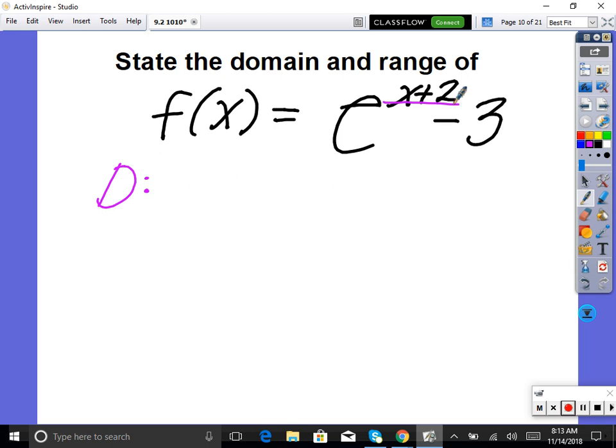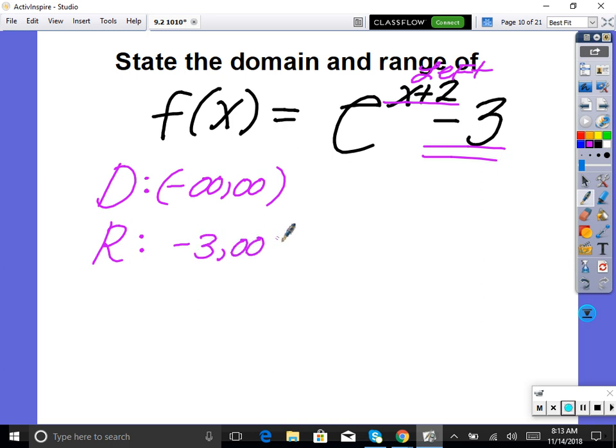So it's shifted left 2. Will that change the fact that my domain is growing left and right forever? No, all exponential functions have a domain of negative infinity to infinity, so don't be mistaken. Our range, however, used to have an asymptote at 0. It's now at negative 3, isn't it? Isn't it facing upward still because it wasn't reflected? So you'd say negative 3 to infinity is my range. Do we have any questions on that?